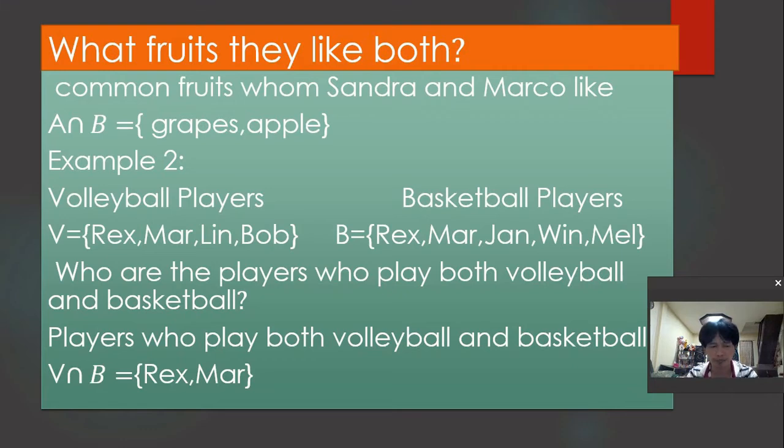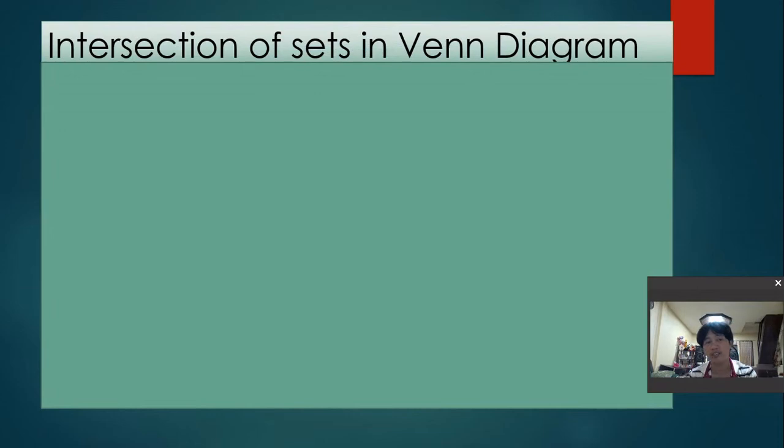How about union? Let's review how to answer about union. So for union, we are to write all the names of the sets given, but we are not going to write them repeatedly. So that's the technique. Do not write repeatedly. Okay. Now the other operations of sets.